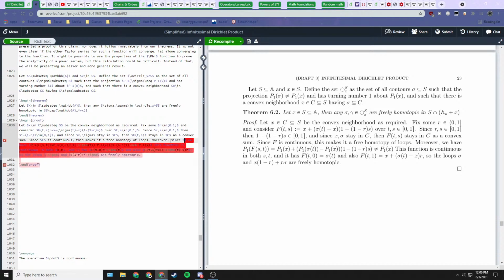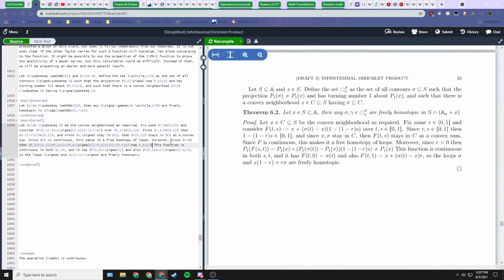Okay, so since r is greater than 0, we have the two loops, sigma, and let's just do this how we did it before. x plus sigma minus x times r as freely homotopic.